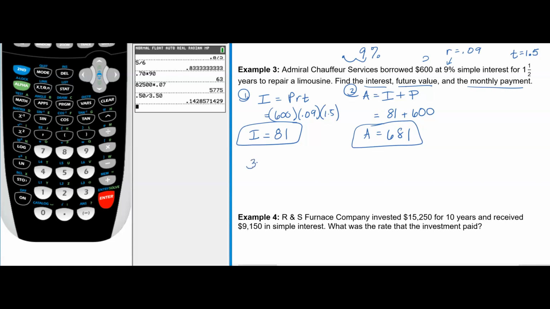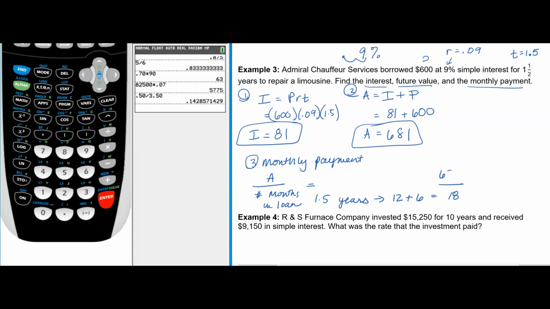And then for the monthly payment, okay, all you have to do is take your A value, your future value, the total that you end up having to pay back, and you divide by the number of months in the loan, okay? If they're taking this loan out for 1.5 years, we can find the months in 1.5 years. So 1.5 years would be 12 months in a year, and then another 6 months for half of a year. So 18 months would be a year and a half.